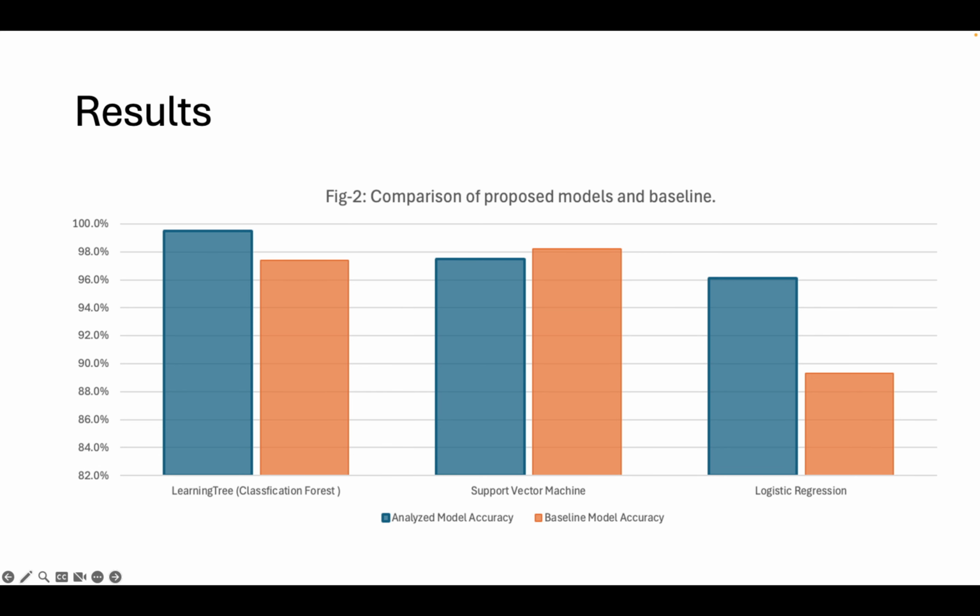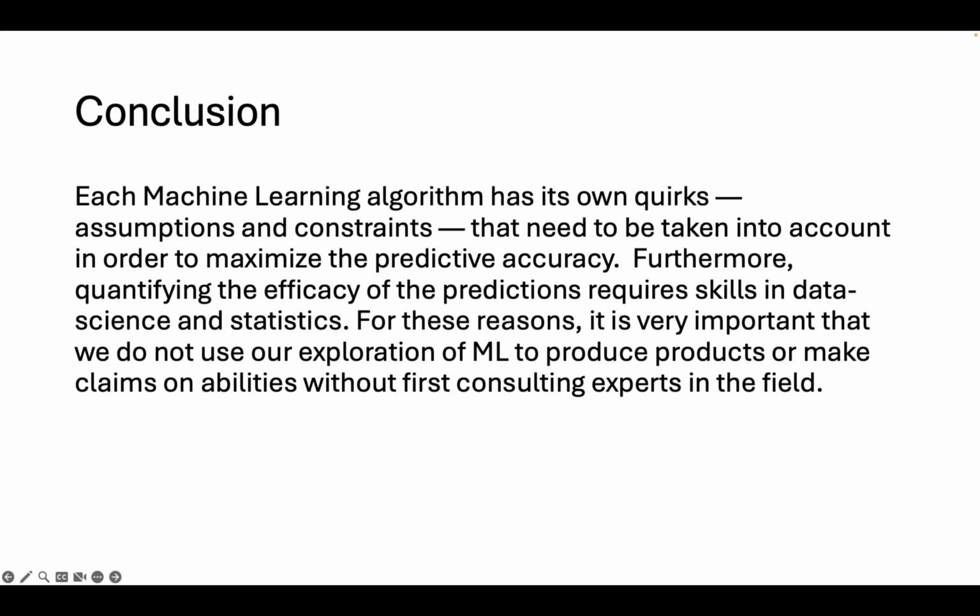This is the comparison of the proposed model and the baseline. Maximizing the accuracy of a machine learning model requires understanding their specific assumptions and constraints. It also demands expertise in data science and statistics. So it is important to consult with experts before exploring machine learning models for any dataset and making claims. Thank you very much for watching this video.